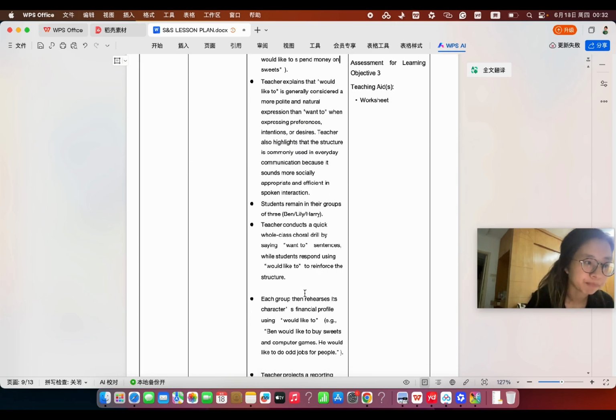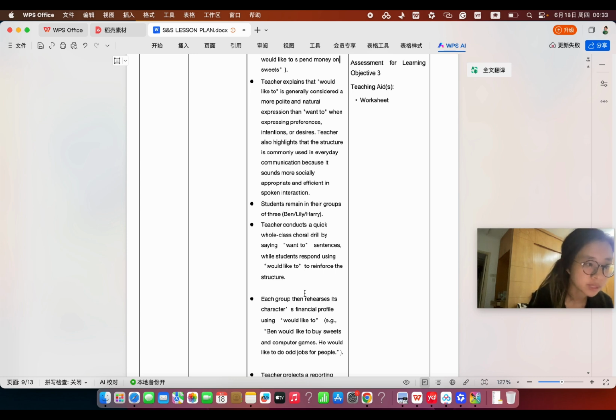Now, this supports learners in developing pragmatic competence, not only grammatical competence. The teacher then conducts a whole class drill. The teacher says a sentence using want to, and the students respond using would like to. This controlled practice allows students to gain confidence before moving into more independent language production.